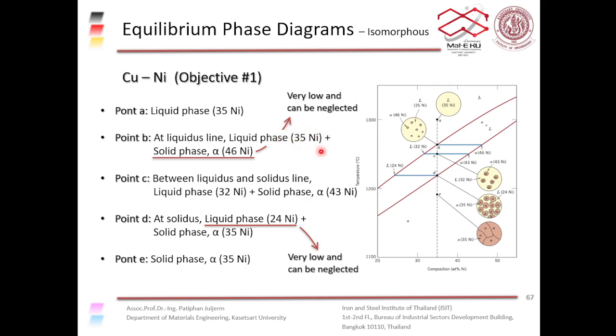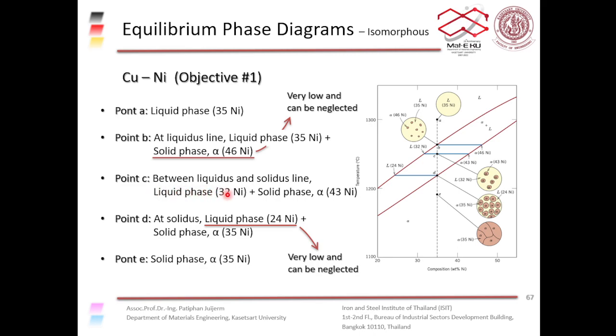If you want to be completely and utterly correct, in the liquid phase you would have about 34.99999% nickel, and in the alpha phase we would have 46% nickel. But because the amount of alpha phase is so little, the amount of nickel multiplied by the fraction of the alpha phase gives you that 0.00001% nickel that makes up 35%. Hopefully you will see that when we go to other objectives.